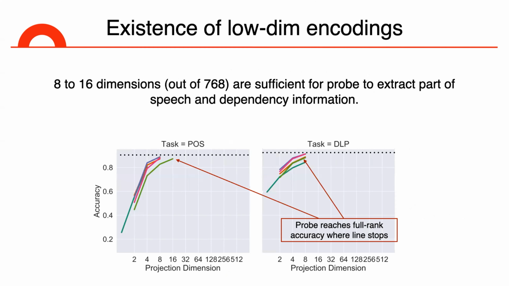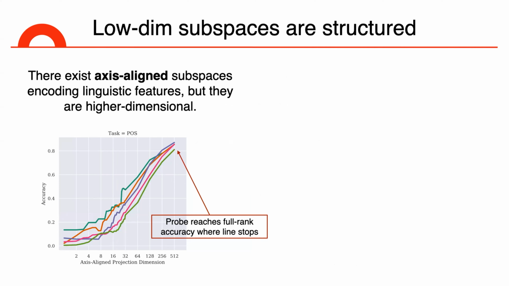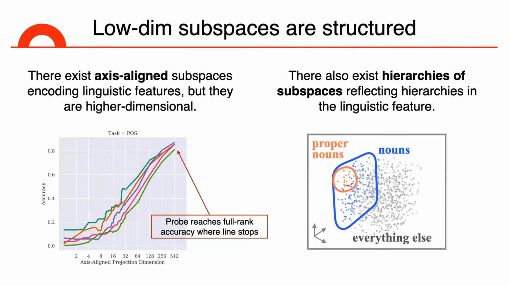When you do this, what you find is that you only need 8 to 16 dimensions out of 768 for BERT, for example, to extract the linguistic information of interest, in particular part of speech and dependency relations. Both of these live in very low dimensional subspaces of their representations. These subspaces also have other interesting structure. You can find axis-aligned subspaces, for example, meaning that they correspond directly to components of the representation, but they're higher dimensional. And when the linguistic features exhibit hierarchical structure, so too do the subspaces. So inside the subspace encoding noun information, there's a smaller subspace encoding proper noun information, for example.